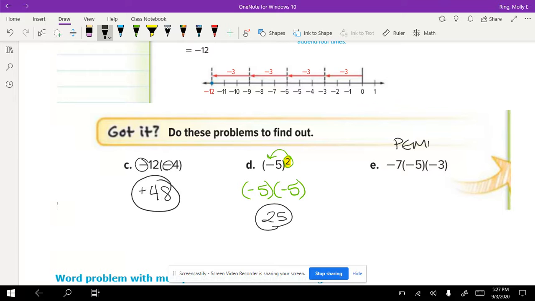When there is more than one, we go to PEMDAS, 2 at a time. I start with my first product. -7 groups of -5 would result in 35, and then 35 times a -3. A positive and a negative would result in a negative. 30 times 3 is 90, 5 times 3 is 15, so add those together, that would be 105.